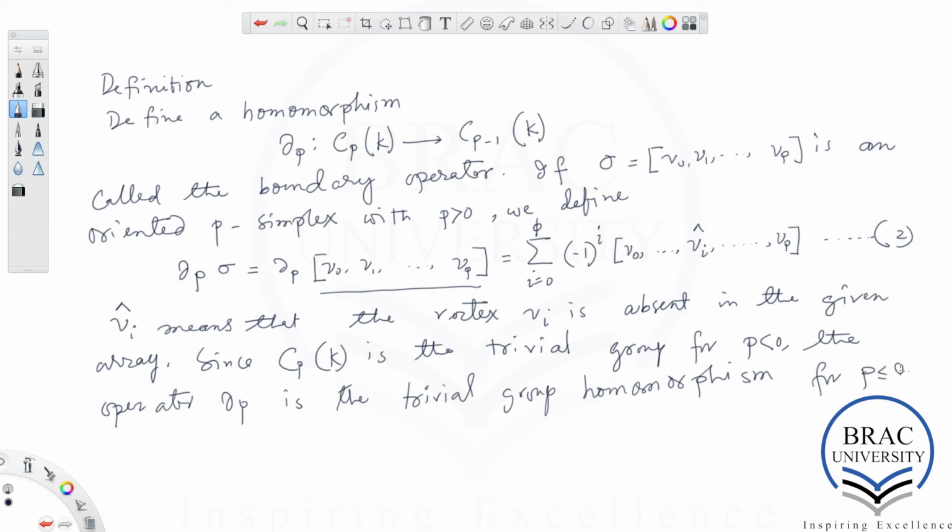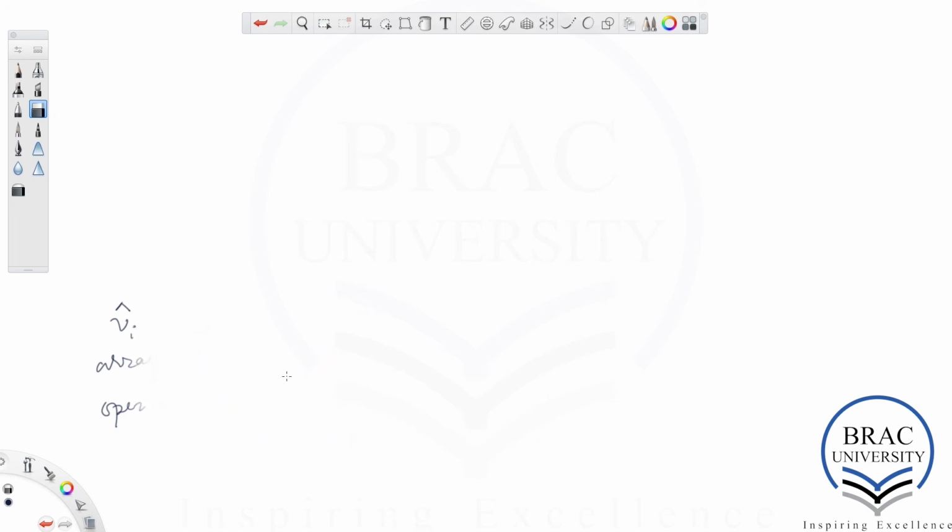Now we check the well-definedness of del P, and also check that del P of minus sigma is minus del P of sigma, where minus sigma is the same as the simplex sigma with opposite orientation. So, in order to check the well-definedness of this boundary operator, it suffices to check that in the exchange of two adjacent vertices in the second equation, let me write down the second equation again, del P acting on this elementary P chain.